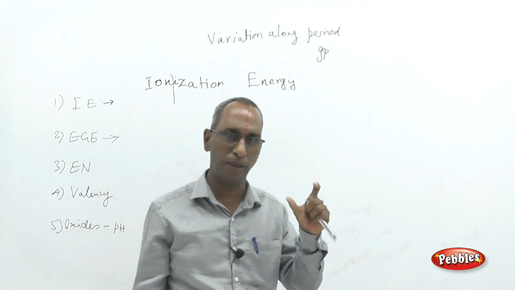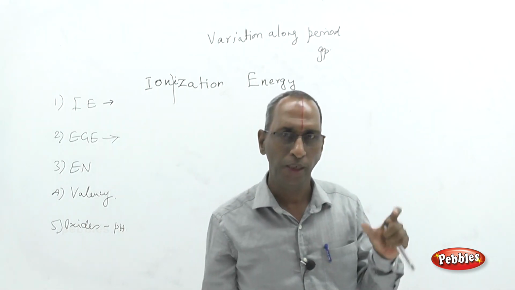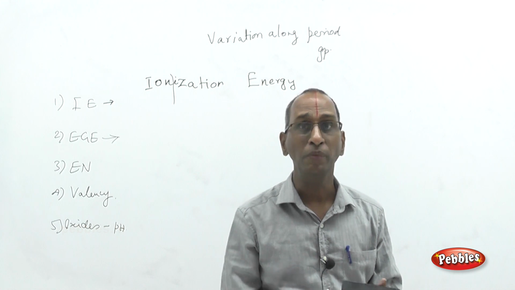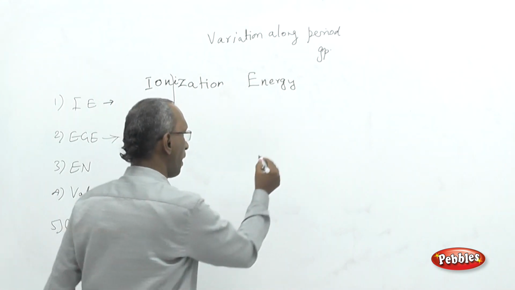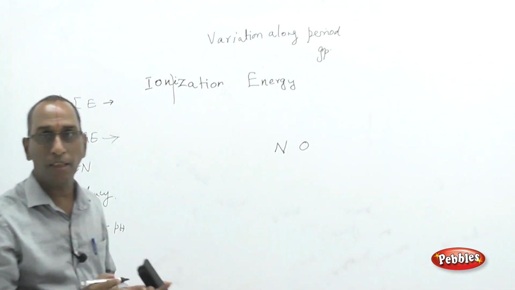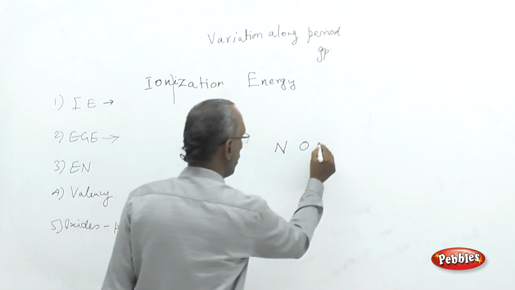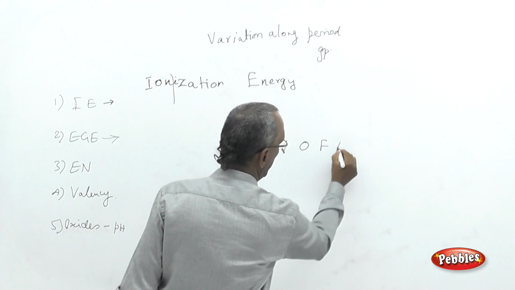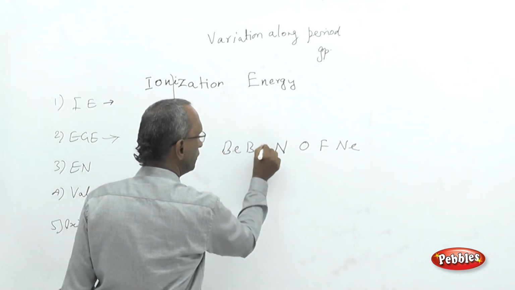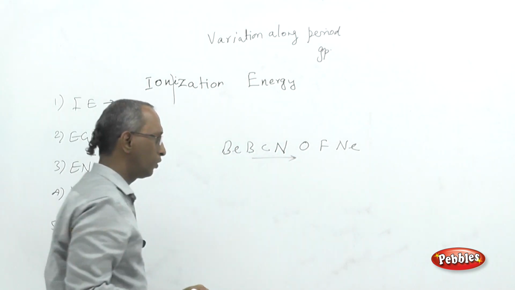Whenever we state any rule, it will have some anomaly, some deviation. Why is there some deviation? So we compare nitrogen and oxygen. Nitrogen, oxygen, fluorine and neon. Beryllium, boron, carbon. So it is decreasing.